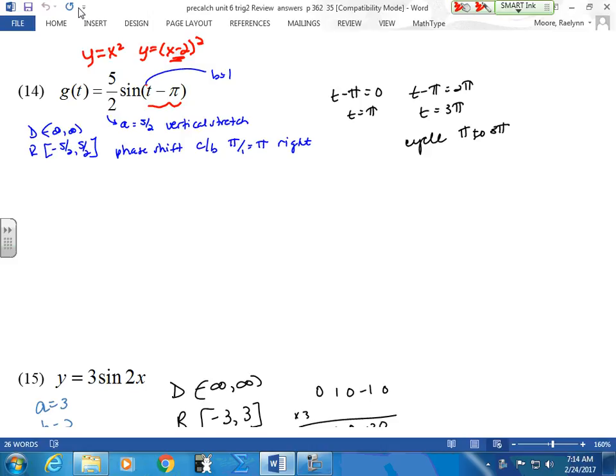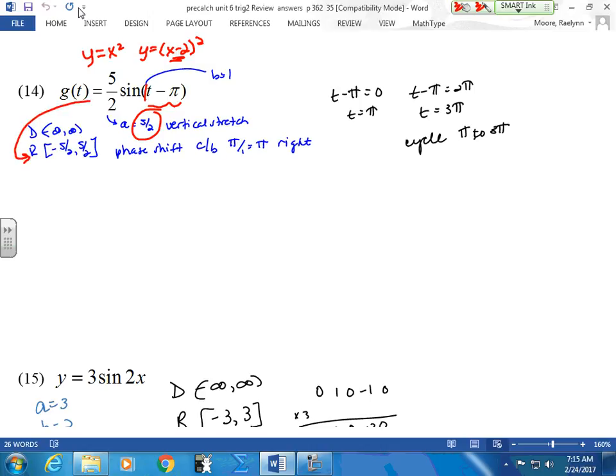So again, identify the A and the B first. There's your A. Even though it's a fraction, it's greater than 1. So because it's greater than 1, it is a stretch. It is a vertical stretch by a factor of 5 halves. If it's a fraction and the numerator is smaller than the denominator, it is a shrink. If the numerator is larger than the denominator, it is a stretch. This is the only thing that's going to affect your range here.